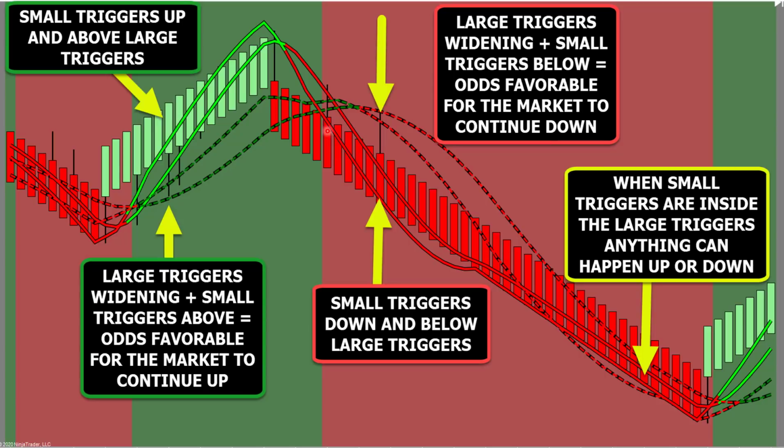And then the same thing is true in reverse. If the small triggers are physically below the large triggers, and the large triggers are crossed down, in the short term, the odds of the market continuing to the downside are enhanced greatly.